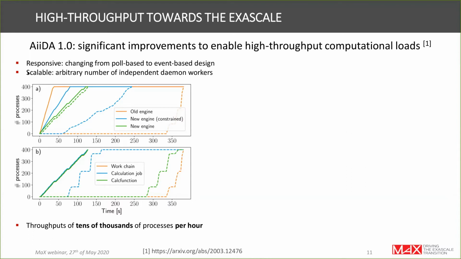And it's also become a lot more scalable. You can run this on your normal laptop, but the more powerful your machine becomes, the more you can arbitrarily demand more daemon workers, and they can chew through more workflows in parallel. We've already tested this, and we can easily achieve numbers of tens of thousands of processes per hour. Typically, this is more than enough to fill your cluster scheduler.